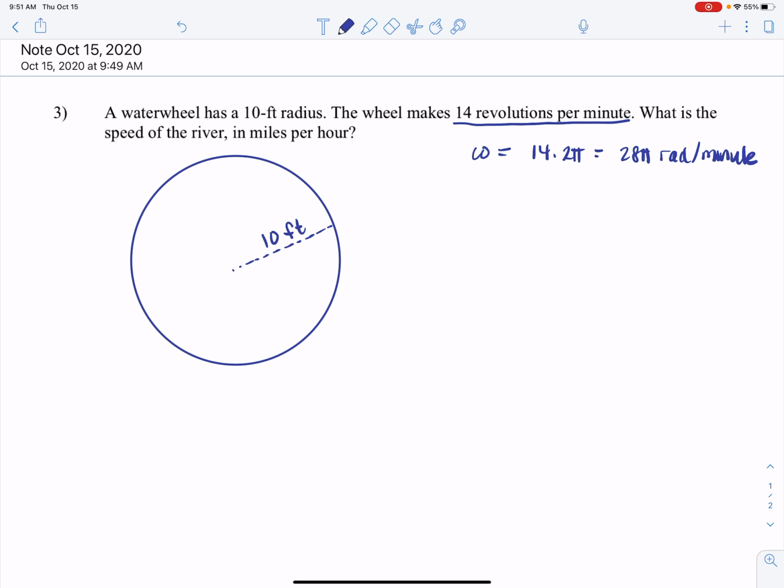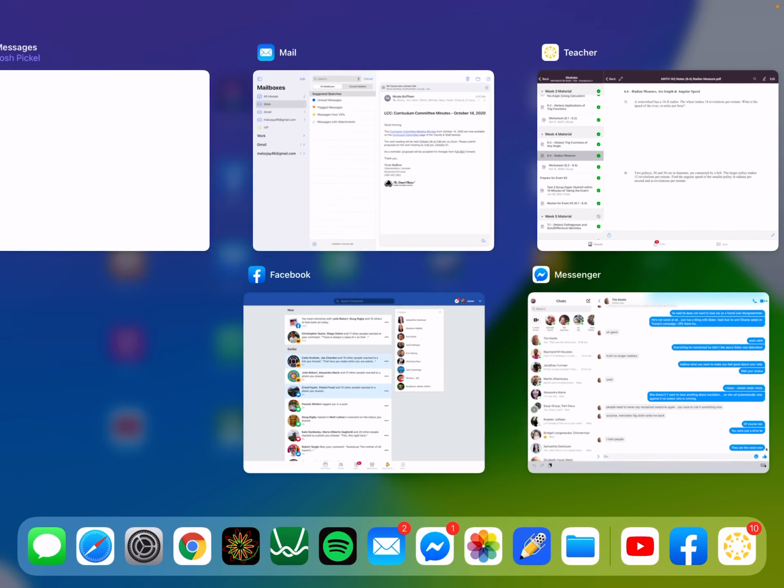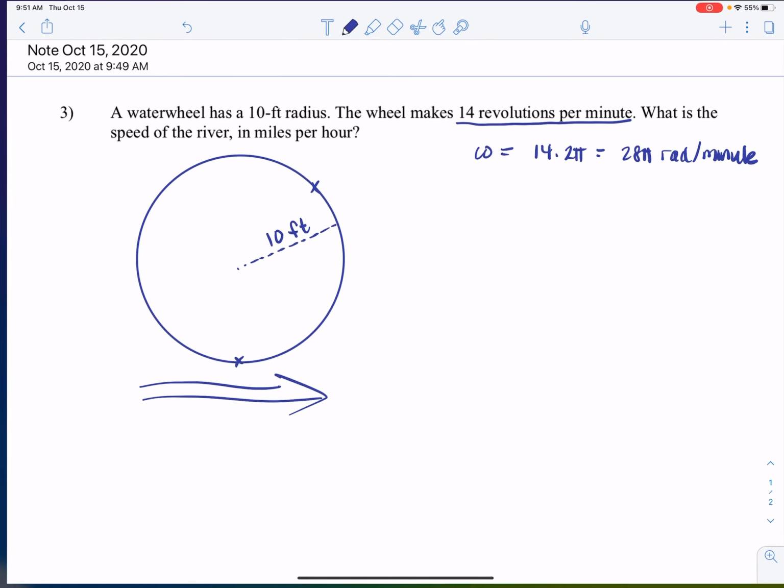Now, in order to solve the problem, how fast is the speed of the river, we need to think about a point on the outside of the wheel. So I'm just going to mark a point here. If this river is pushing this wheel around, the speed of the river is going to determine how fast the wheel goes around. So what we're really looking for is the linear velocity.